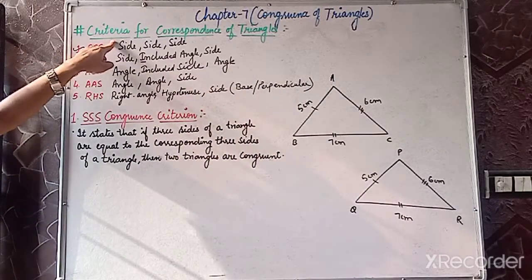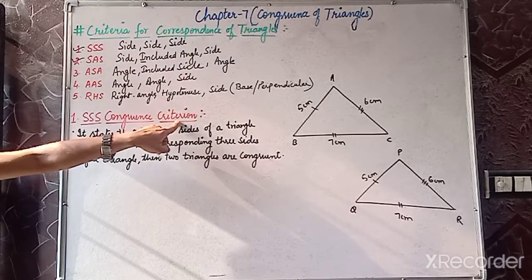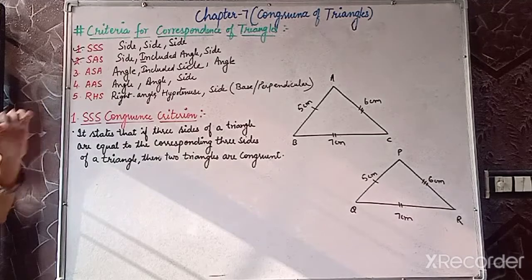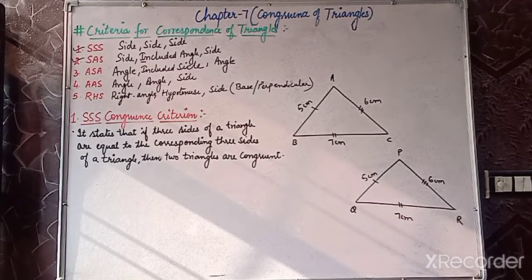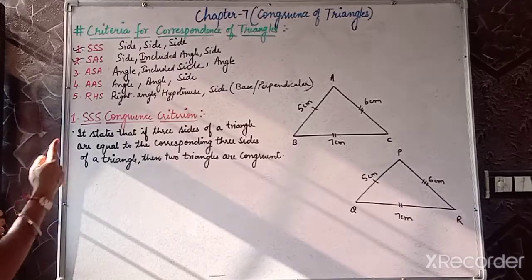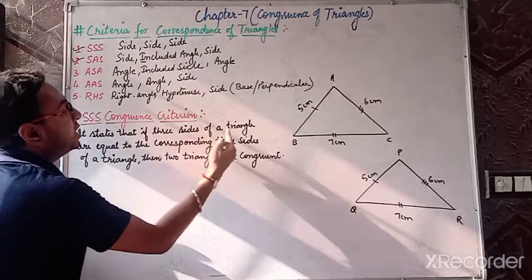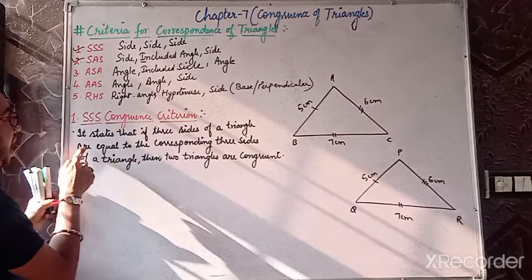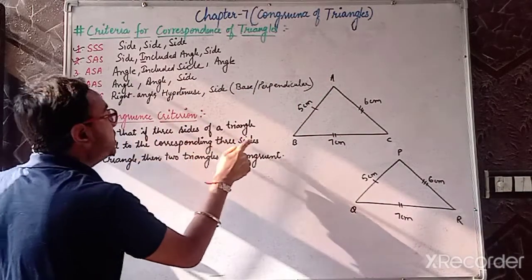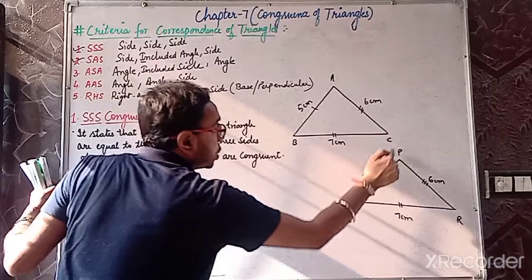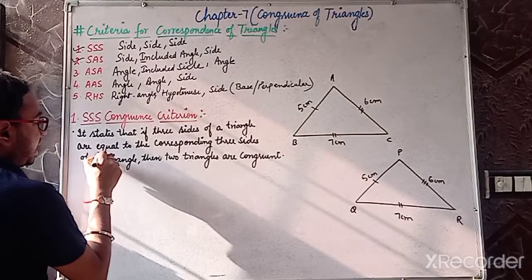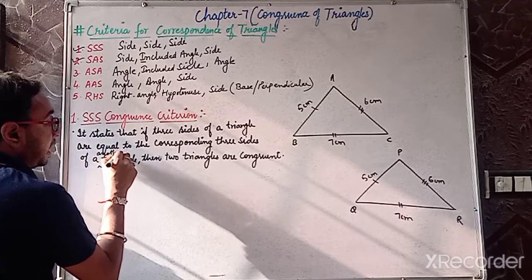Understand, criteria is the plural form of criterion. Criterion means singular, criteria means plural. Are we clear? So first of all, SSS stands for side, side, side congruence rule. It states that if 3 sides of a triangle are equal to the corresponding 3 sides of, here I missed one important word, another triangle.